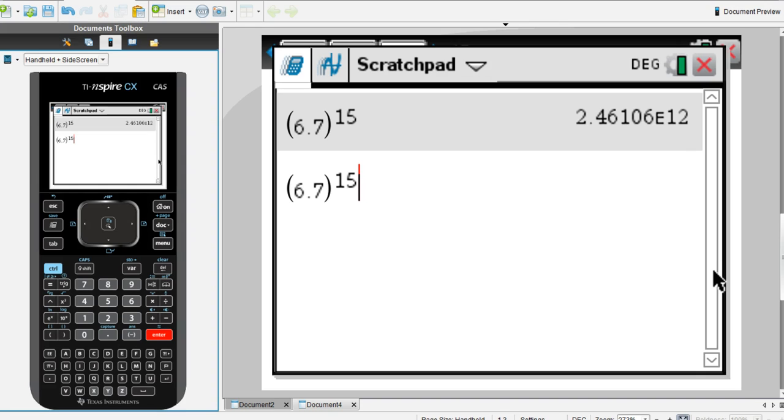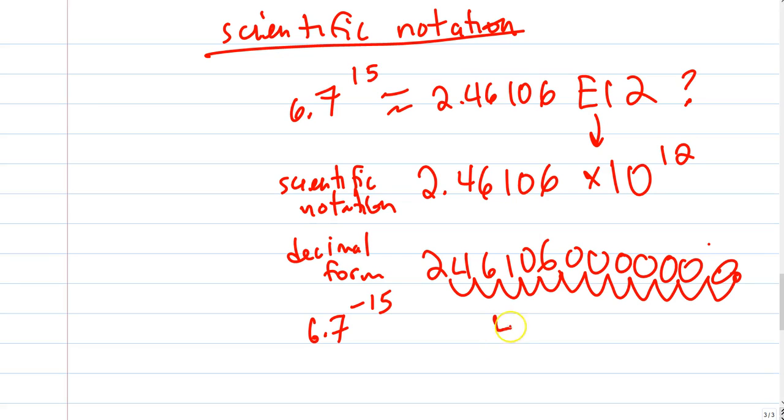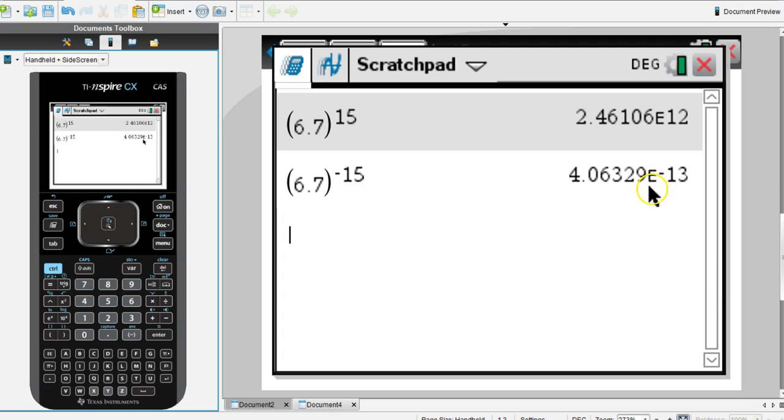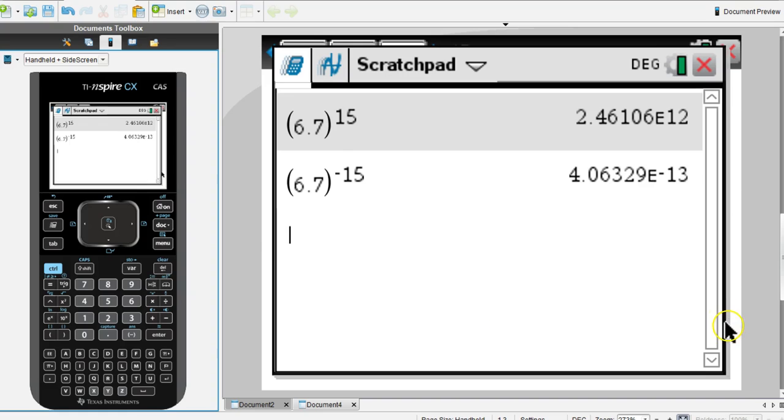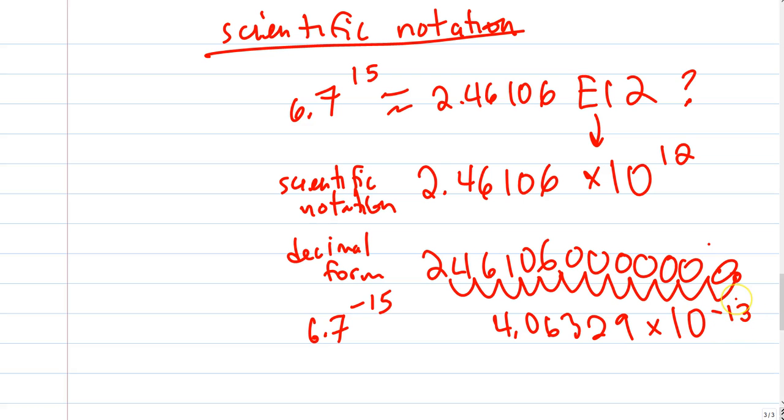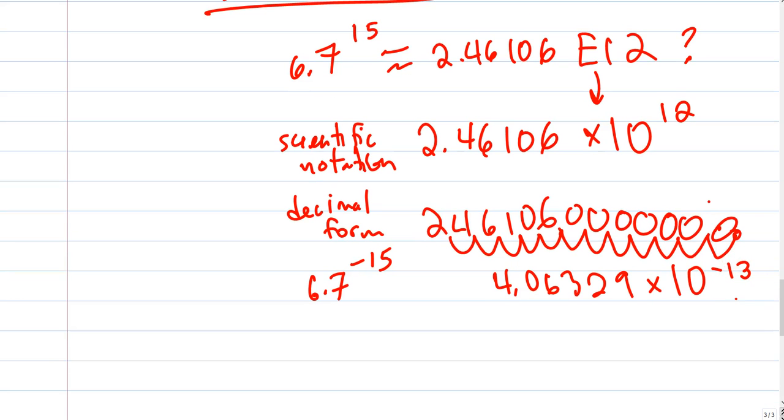If you go up and just enter it, bring it down, change that 15 to a negative 15. Make sure you can do this in your calculator. Is that your answer? No, it should be 4.06329 E. What does that E mean? Times 10 to the negative 13. Any questions, concerns on that?